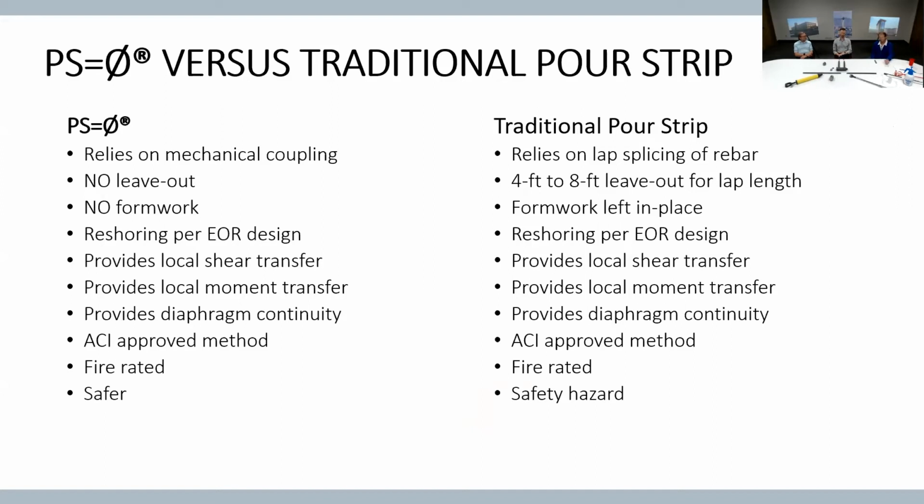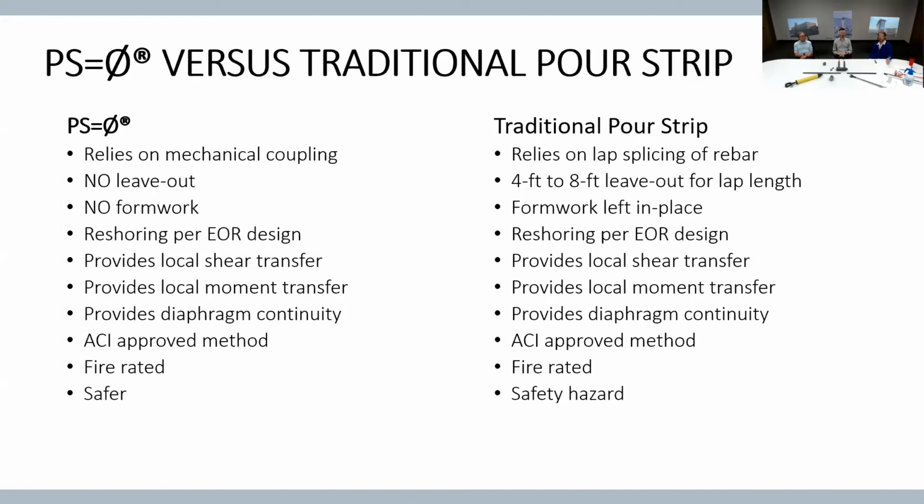And one of the big benefits that our forming contractors have found is they don't need to leave their formwork up for the pour strip. It gets done in pour 2, or 1 in pour 2. And there is no formwork required, so that's gone. And all of our reshoring or any shoring that's required is the same as what the original EOR designed. So there's no changes to any reshoring.